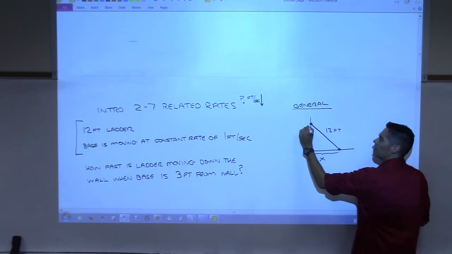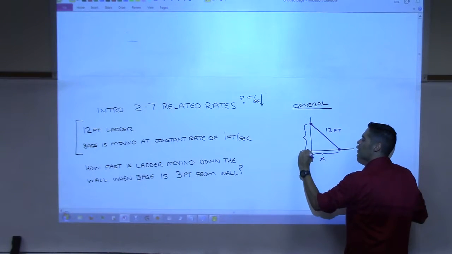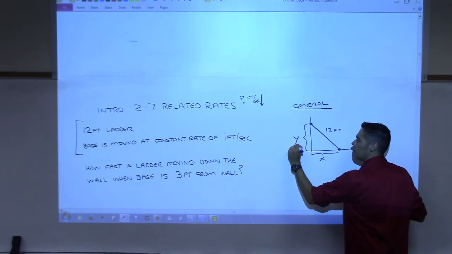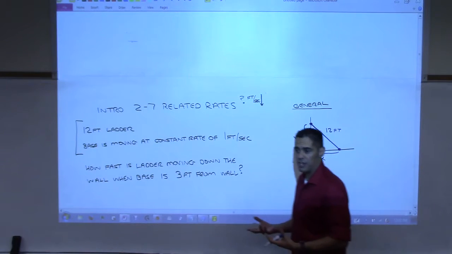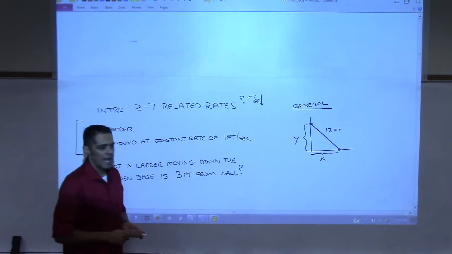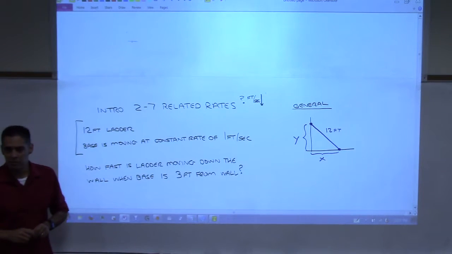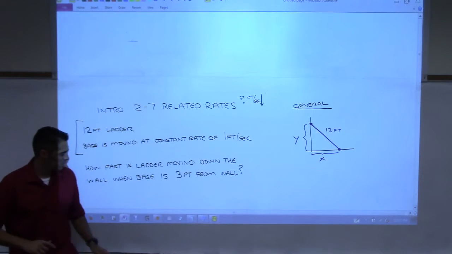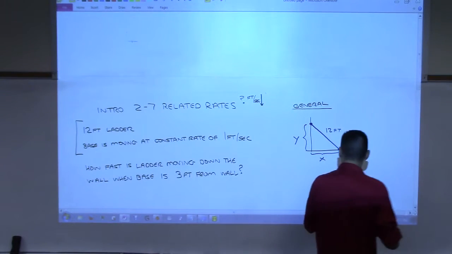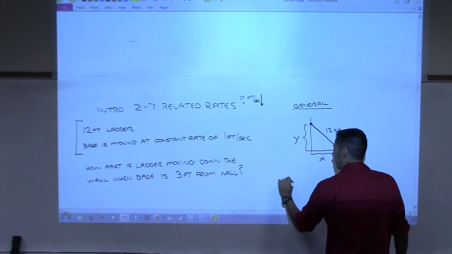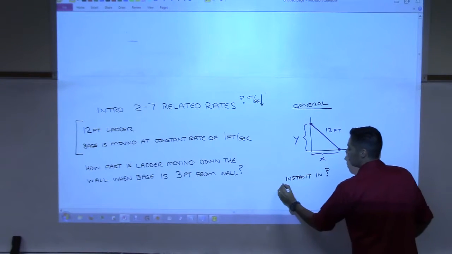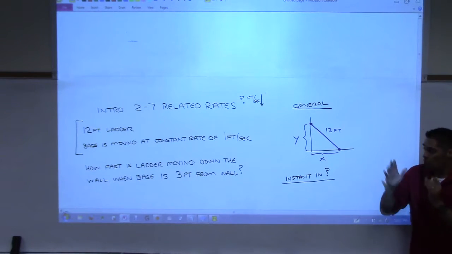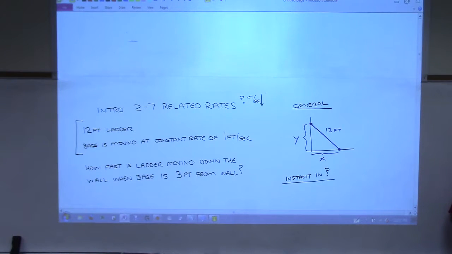And then this right here, I could label the distance from there to there, y. And that's what we're interested in, how fast y is changing, right? But that's a general picture of the situation, right? That's a general picture. We good? All right, there's my general picture. How about a picture that's the instant in question? What about the instant that's in question? What's the picture look like in that instant?